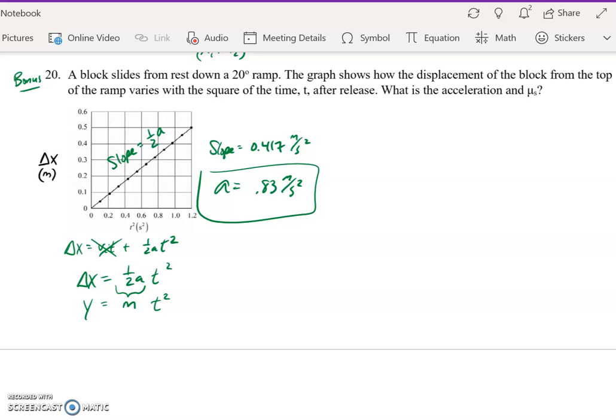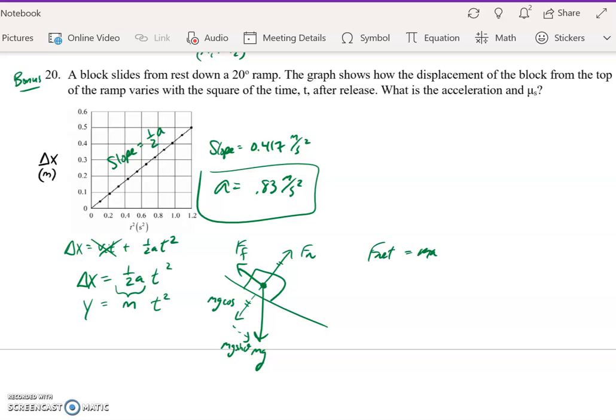Then it wants mu, so it says that this block's sliding from rest down the ramp. So, force diagram, you've got mg, normal, force of friction, and then we can break our force of gravity into mg sine and mg cosine. So the net force downhill equals ma. Net force downhill is mg sine theta minus force of friction uphill, which is mu mg cosine theta, all equals ma. We don't have the mass of the block because we don't need it.